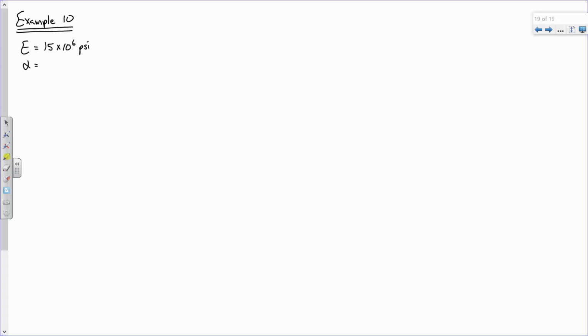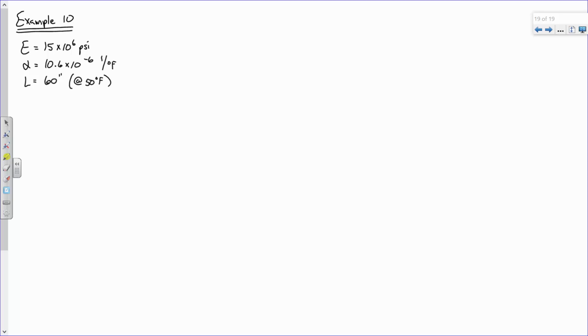We have an alpha value of 10.6 times 10 to the minus 6. And remember, alpha is 1 per degree Fahrenheit. Okay. We have a bar length of 60 inches. Now, I'll go ahead and put that is at 50 degrees Fahrenheit. Okay, and that's going to become important here in a second.